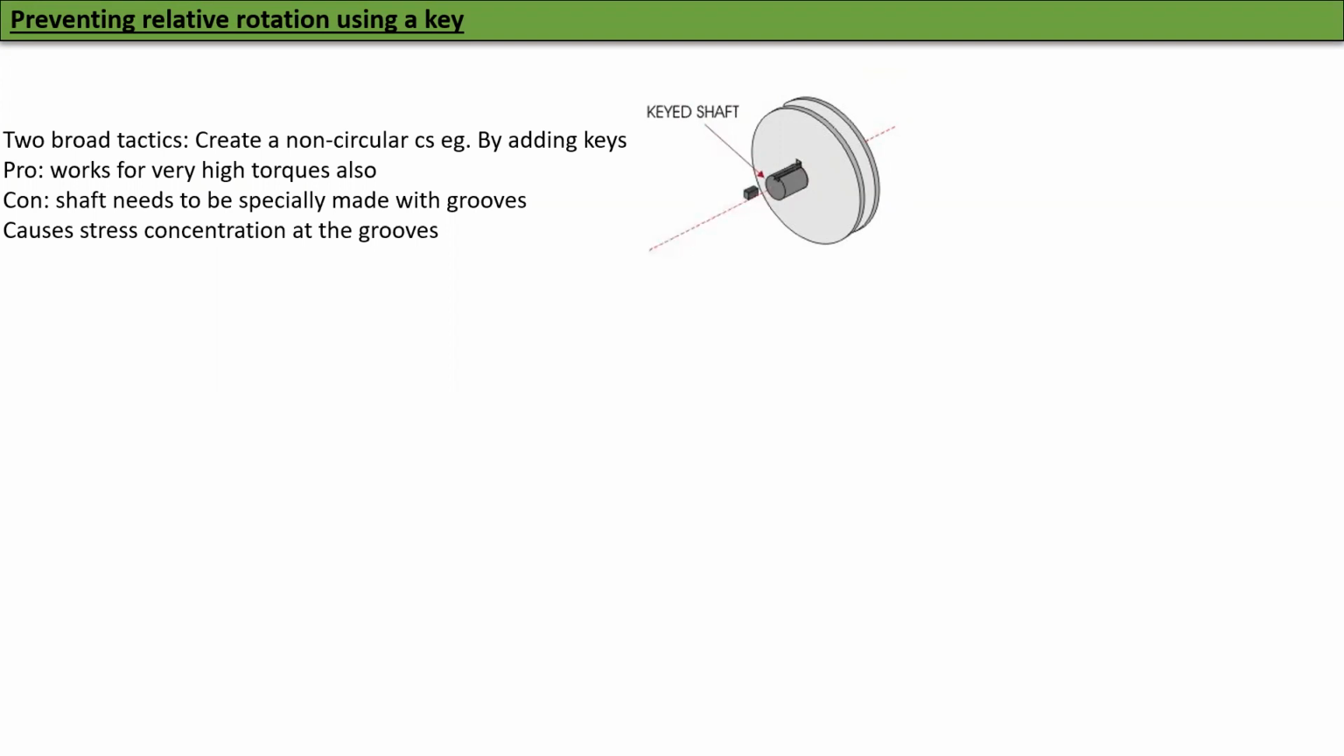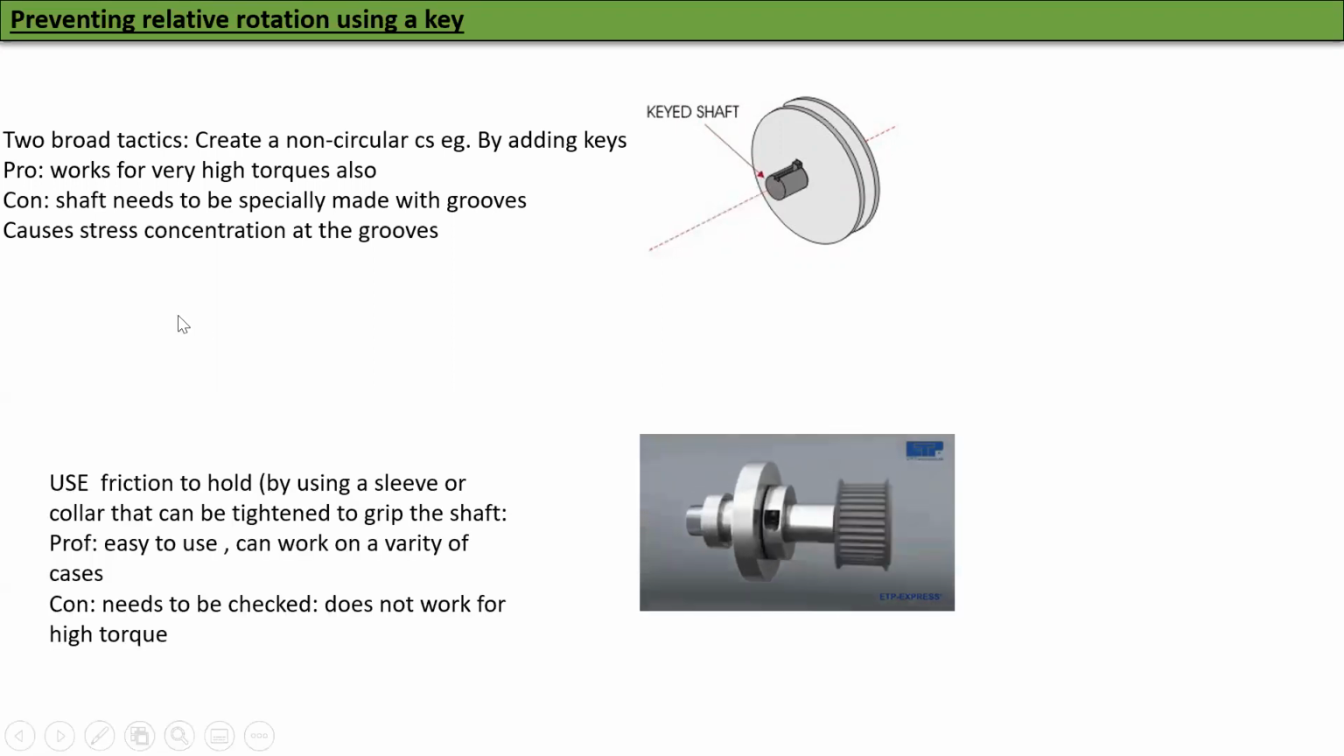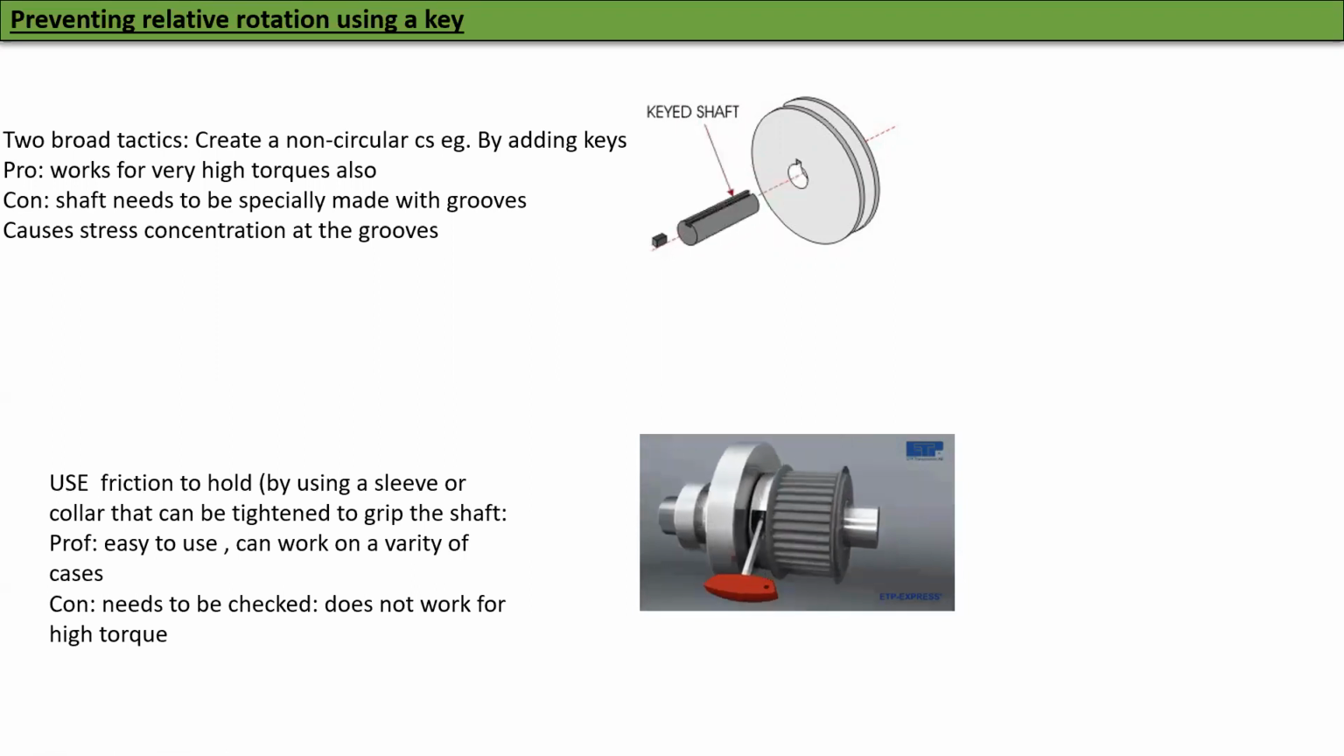So the advantage with the key type of thing, this small object that is going into this shaft, you can see the shaft has a groove and there's a small object that goes in that will lock the outer and the inner. So the pro is that it can take very high torque. The problem with that is that the shaft needs to be specially made with grooves so that things can go in, and then there is stress concentration at the grooves. So that's the problem.